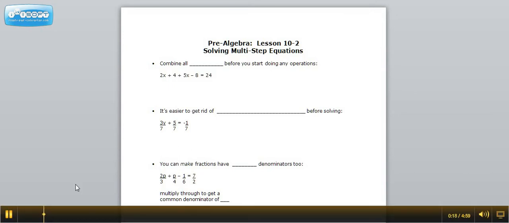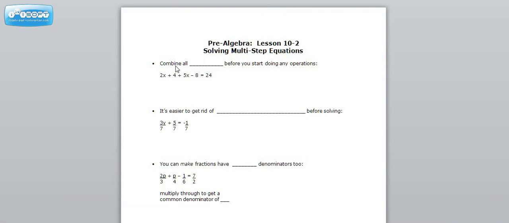The first thing that we need to remember when we're solving these multi-step equations is that I need to combine all like terms before you start doing any operations. Remember, I can't add apples and oranges. I can't add x's and y's. I can't add a's and b's. I can only add variables that are the same. So I need to gather up all of the like terms in this equation before I start solving for anything.